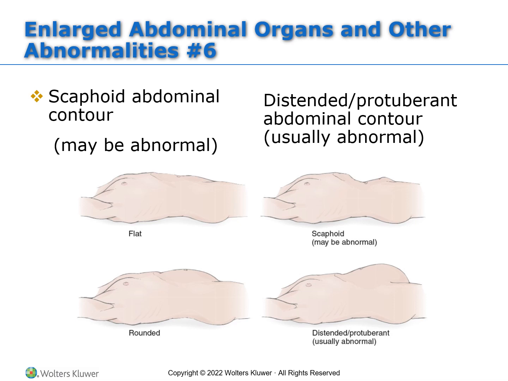And then we have distended protuberant abdominal contour, and usually, again, we wouldn't want to see distended. Distended or protuberant would normally be abnormal. And then rounded, we see this on a lot of adults, rounded and soft, that are overweight. And then distended protuberant is usually abnormal, and again, it could be some indication of a mass or something along that line.